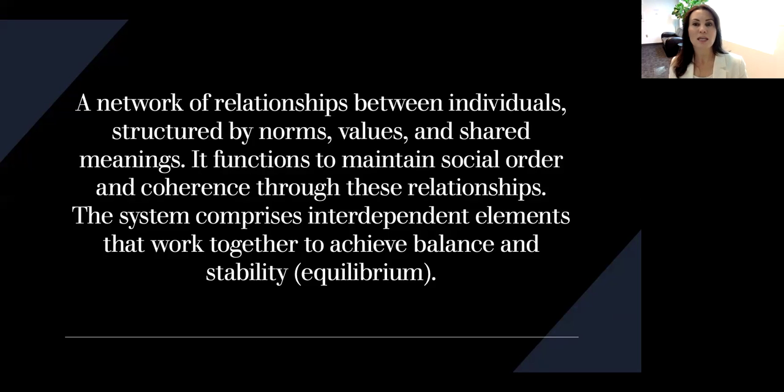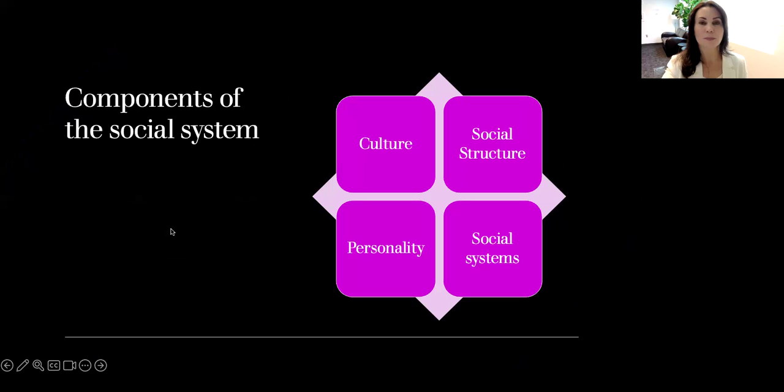It functions to maintain social order and coherence through these relationships. The system comprises interdependent elements that work together to achieve balance and stability. So they're independent, but they're also together. They need to work together to achieve what he calls equilibrium. Equilibrium is just a balance in society, and that was another part of structural functionalism, right?